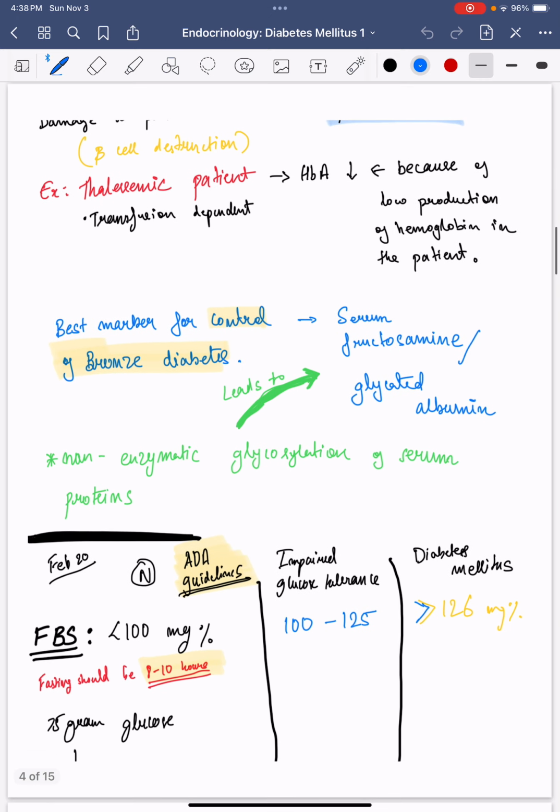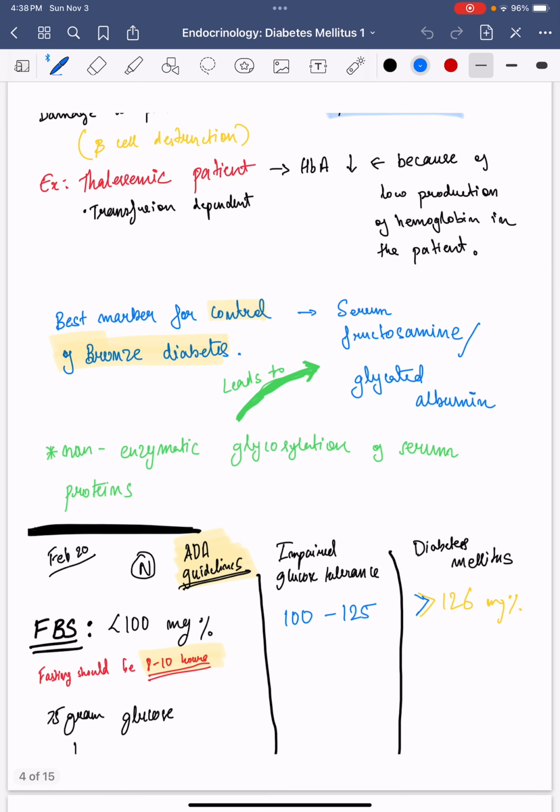What is the best marker for control of bronze diabetes? It is also serum fructosamine, known as glycated albumin. Non-enzymatic glycosylation of serum proteins leads to the development of fructosamine, and serum fructosamine will check the levels of those in the blood.